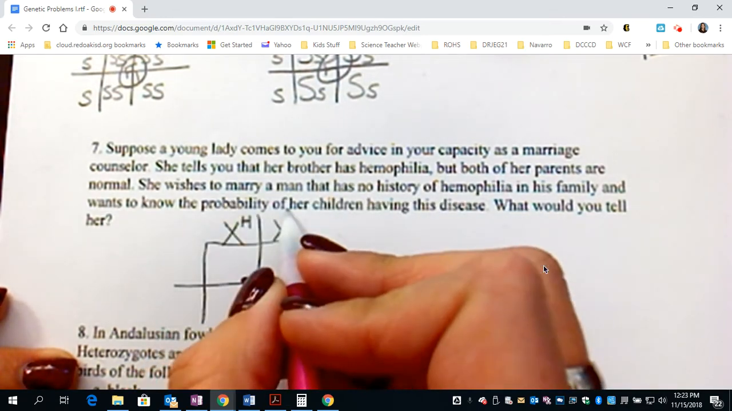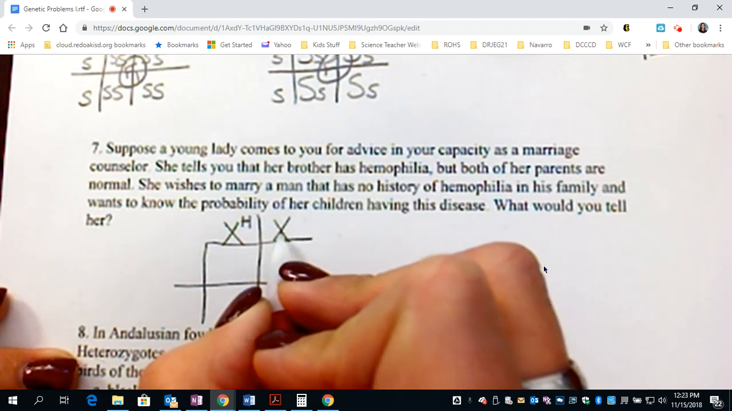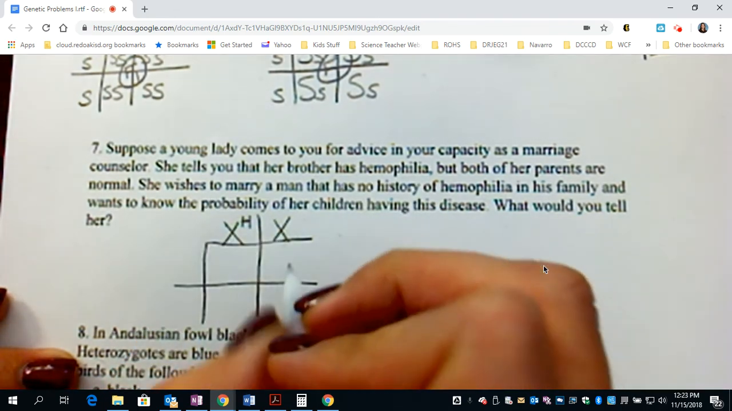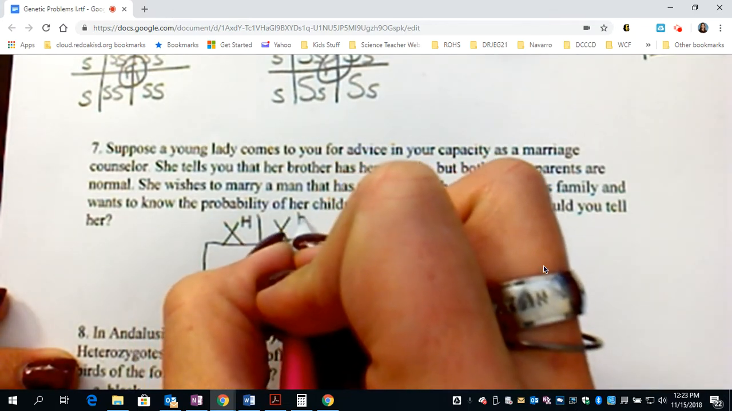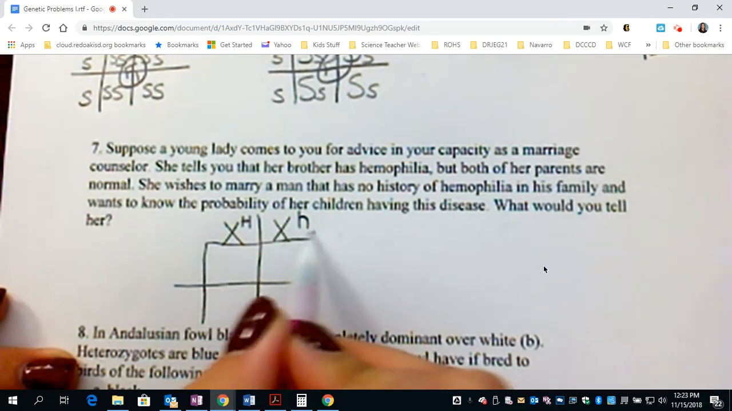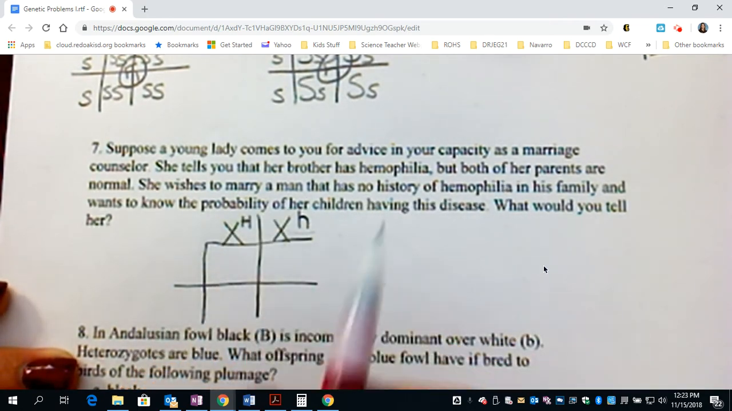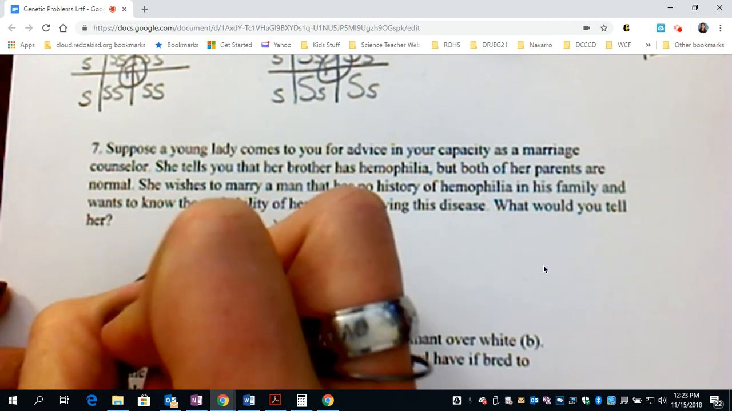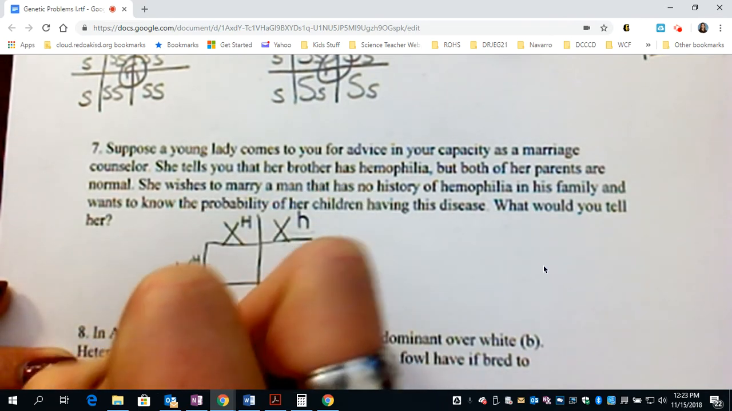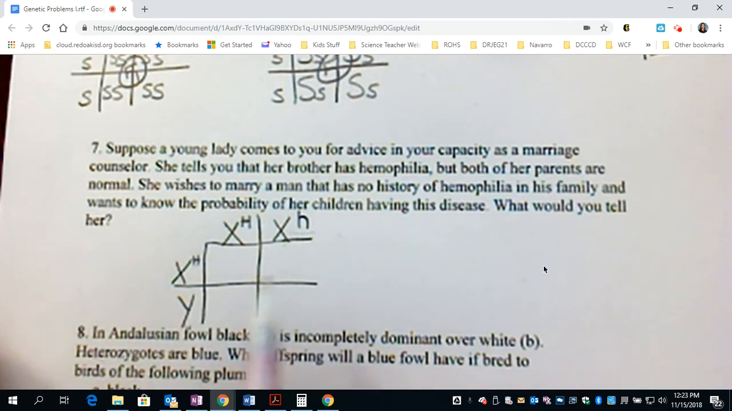But it's telling you her brother has hemophilia. Both of her parents were normal. The only way her brother can have hemophilia is if the mother was a carrier, which means that she is also a carrier. So this is her genotype. It says she wishes to marry a man that has no history of hemophilia. And so remember, a male has a Y chromosome. And if he doesn't have a history of hemophilia, he has a capital H.